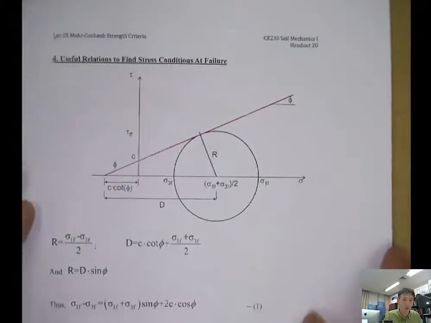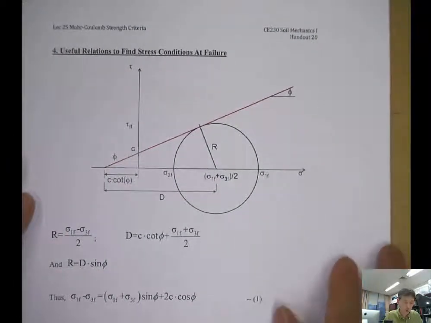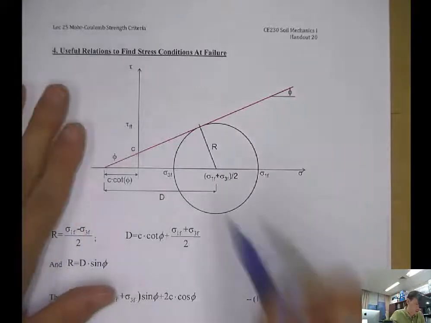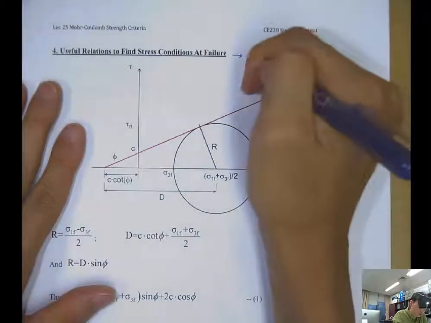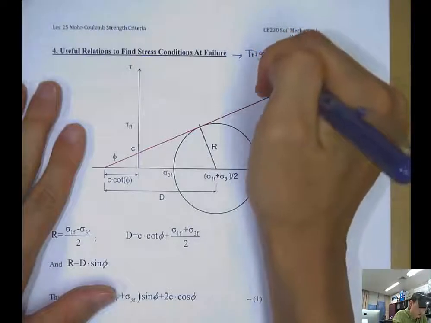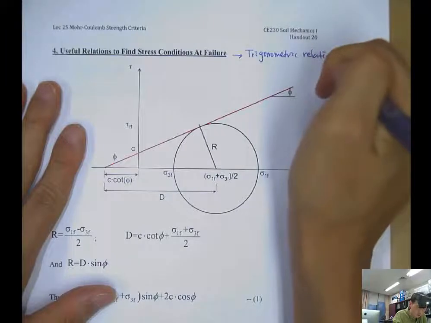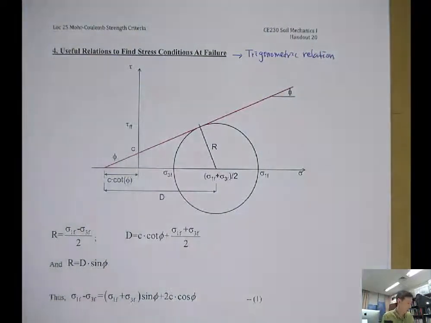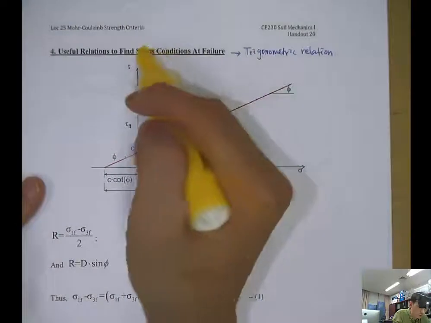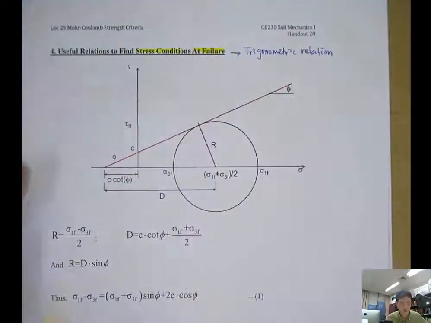And if you go to the next page, there are some useful relations to find the stress conditions at failure. This uses the trigonometric relations, so it's based on the cosine and sine functions. And so be careful, this is the stress condition at failure.